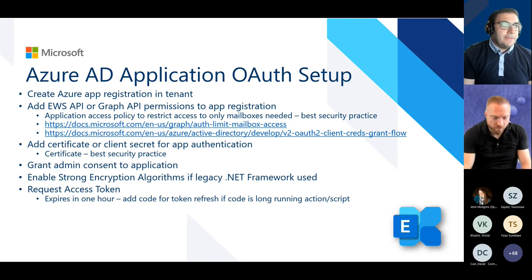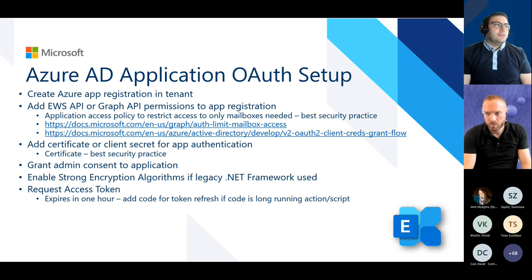For the security of the application itself, you could do it by certificate or client secret for app authentication. Certificate is best security practice. And the reason why is, if you go in and create a client secret, one thing you need to keep in mind is that when you create the app secret, it only pops up once. Then you need to write it down or copy and paste it somewhere, and make sure you don't forget it. Otherwise, you need to create a new one. And it's also saved in plain text.